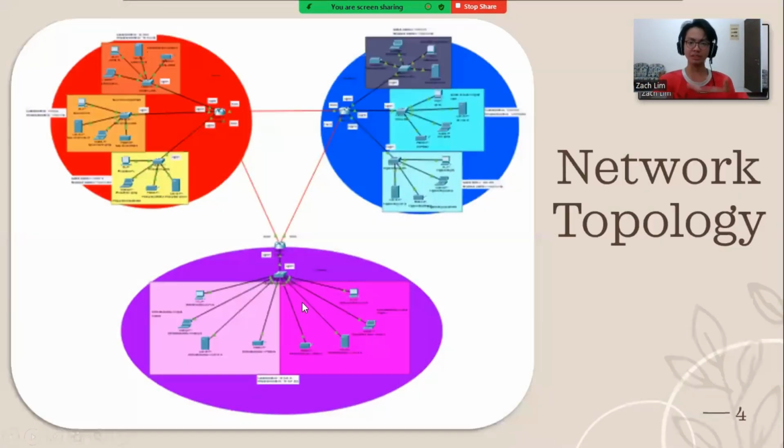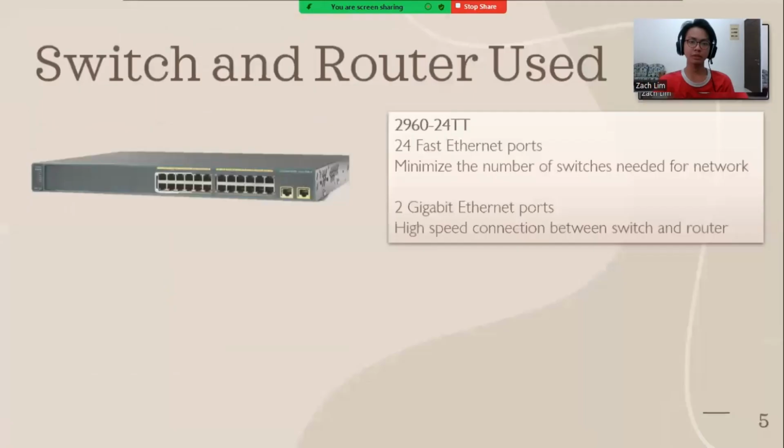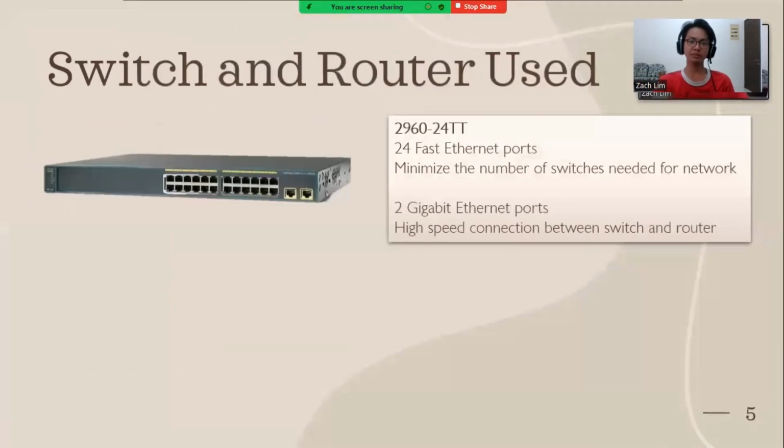So we came up with this network topology. We can see that there are 3 locations, each with their respective switches and routers, interconnected with cables. Let's see the switches and routers we use.